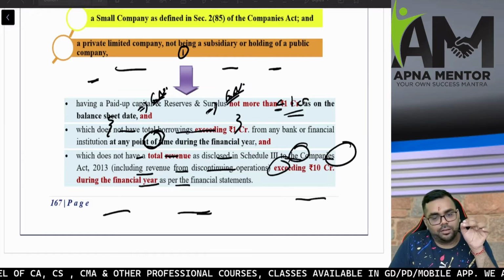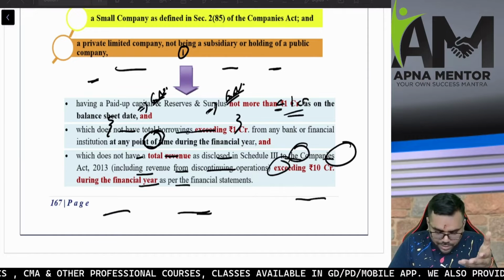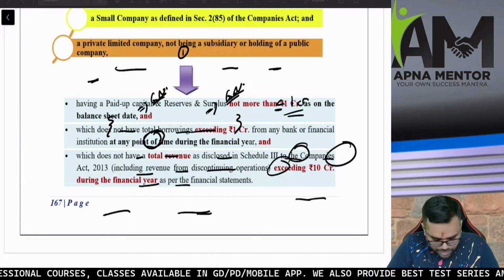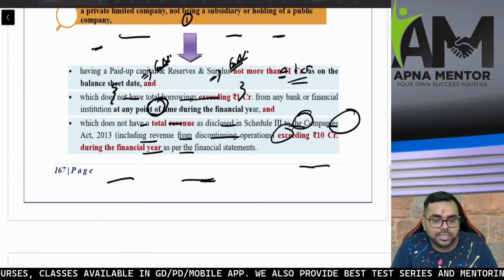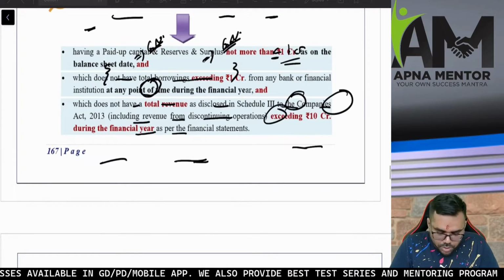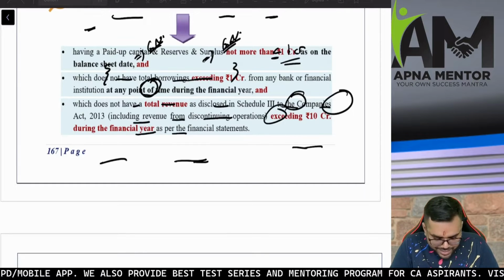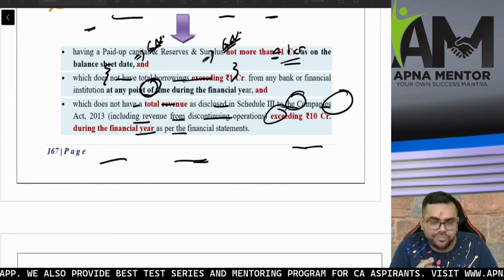Right. So the total borrowing shall not exceed 1 CR from any bank or financial institution, and that shall be at any point of time during the financial year. And the fourth condition is about revenue, which is that the total revenue, as disclosed in Schedule 3, does not exceed 10 CR during the financial year as per the financial statements.